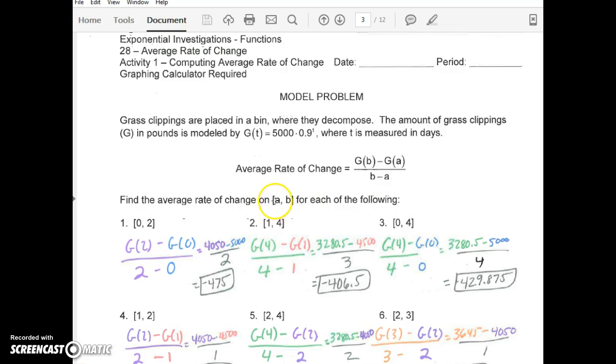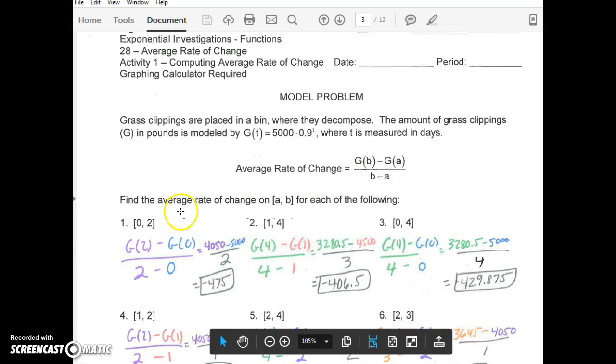So A is the starting point of the interval. So when we find out what that A value is, we're going to plug it into here. So G of A, evaluate at A, and then A here as well. And then B is the end point of that interval, 2 in this case. So we're going to find the value at G of 2, and then divide it by 2 minus our A value.